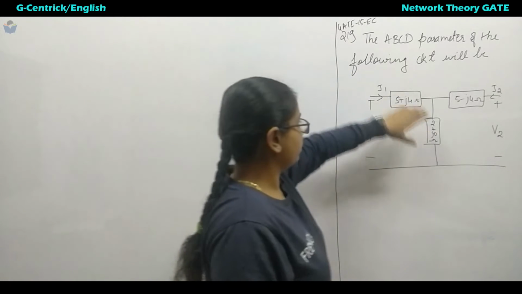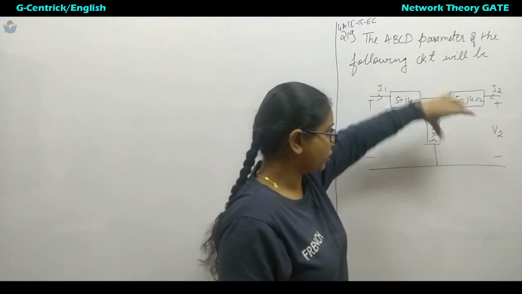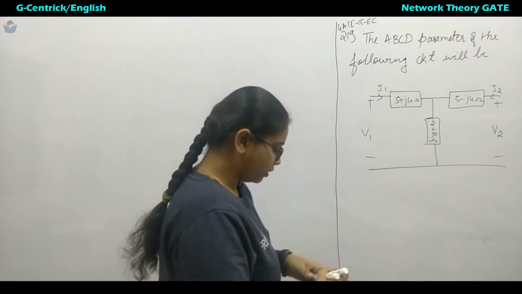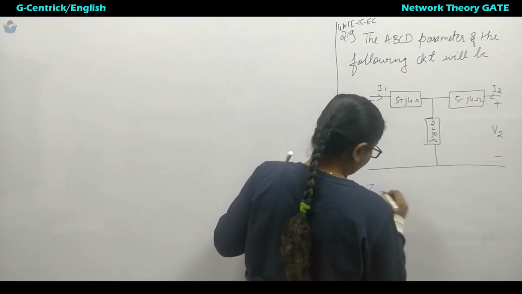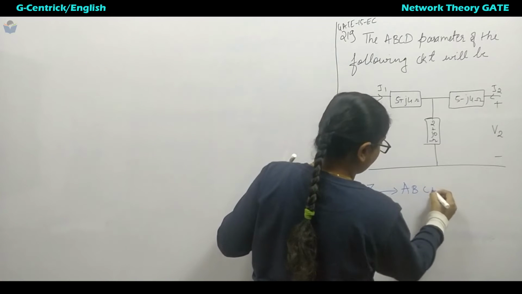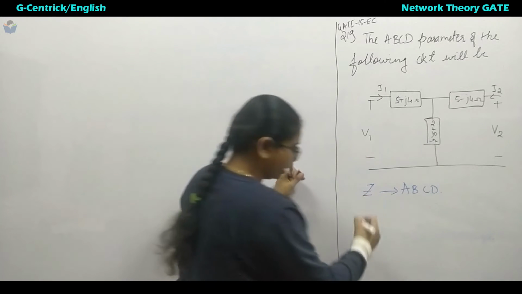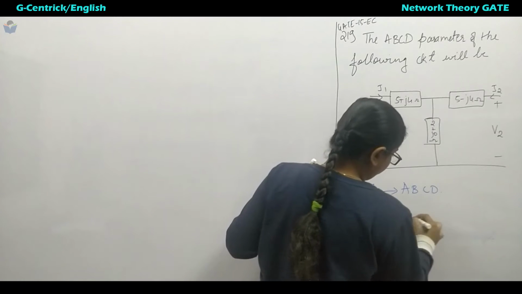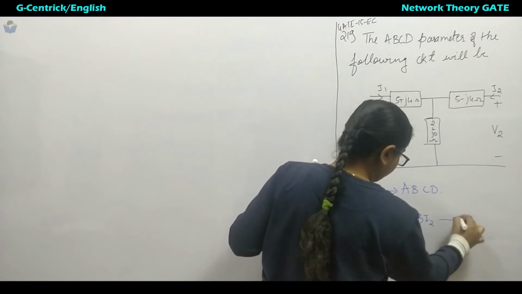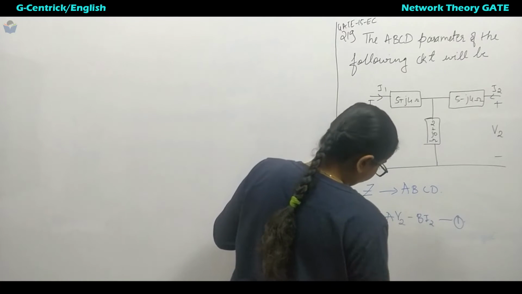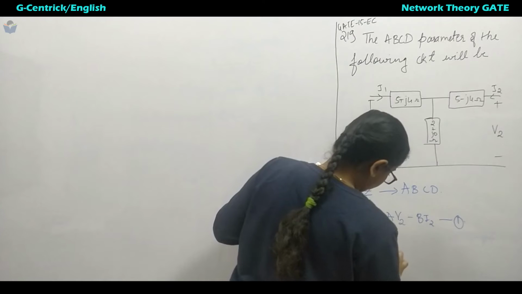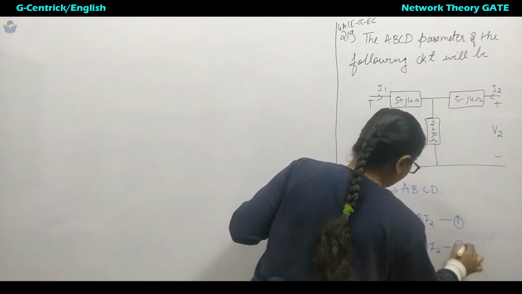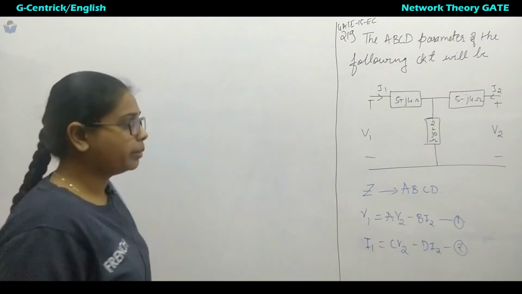They have given the T-shaped circuit. So we had seen the short trick for the Z parameter. Now what we will do is, from the Z parameter we will go to the ABCD parameters. First we will write the equation of the ABCD parameter. It says V1 is equal to AV2 minus BI2. Let us take this as equation number 1, and we have I1 equal to CV2 minus DI2. So this is the equation for the ABCD parameters.